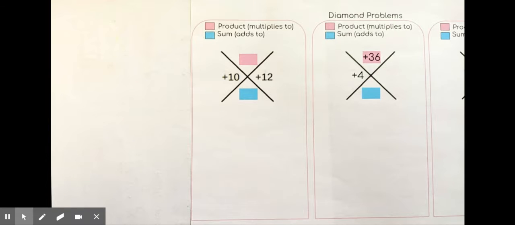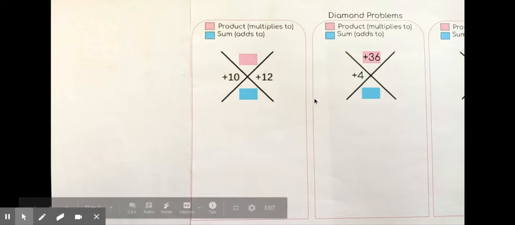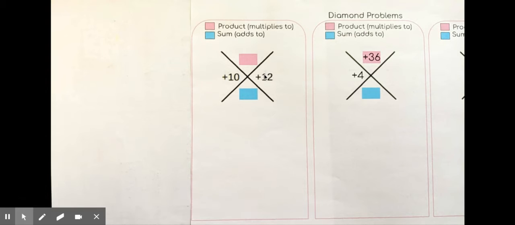So our first one is 10 and 12. And how a diamond problem is organized is that the two factors are on the left and the right. On the top, we have the product of these two numbers, and on the bottom, we have the sum of these two numbers, or what they add to.